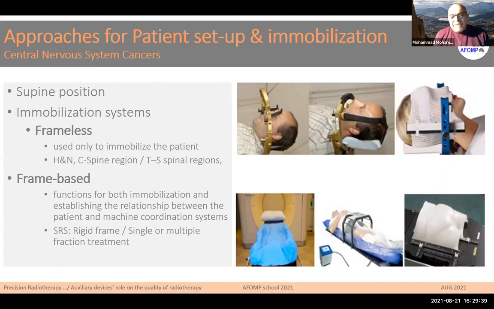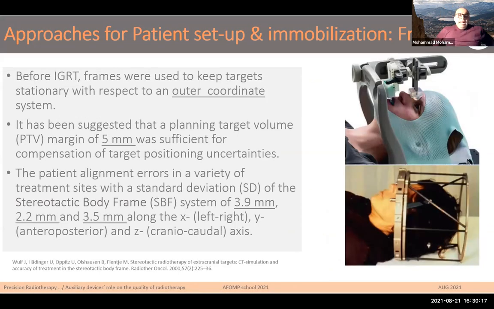Starting with the frame as one of the immobilization devices used mostly for CNS systems and supine position, there are frame and frameless studies, starting with head and neck, cervical and thoracic spinal regions. And frame-based, as you see here, for head and neck, thoracic area and pelvic area, can be used especially for hypofractionated radiotherapy to reduce the number of fractions and to improve the margins.